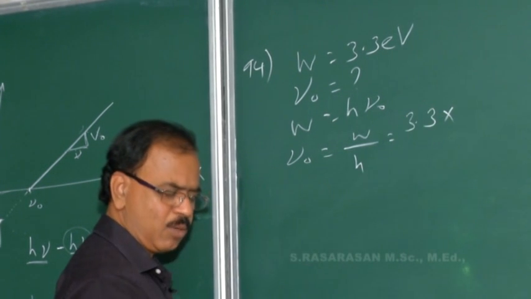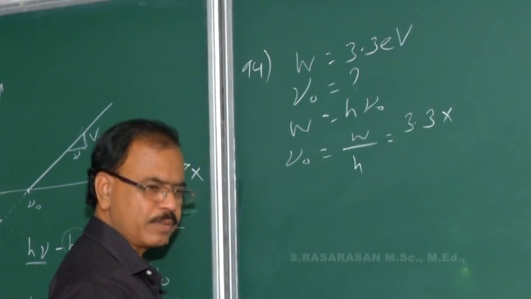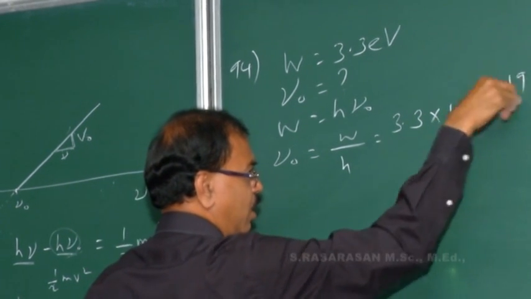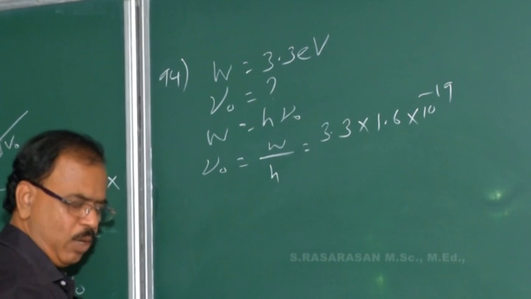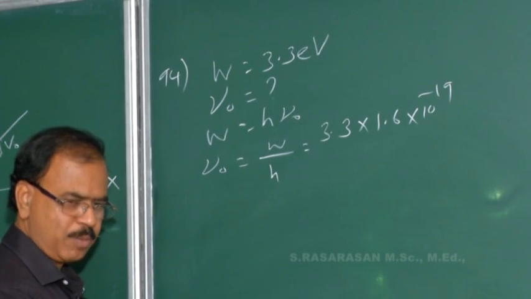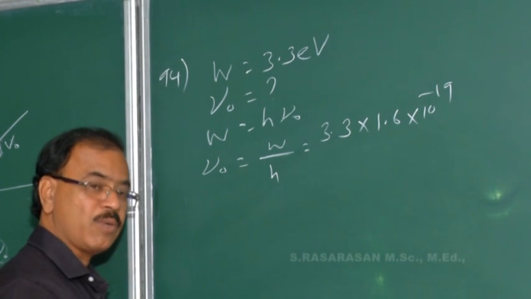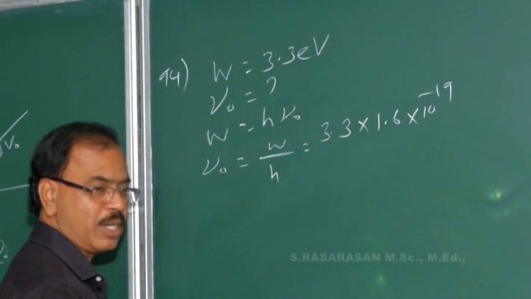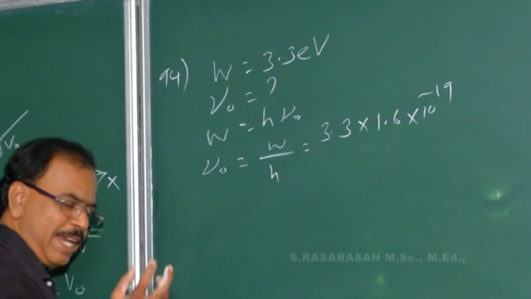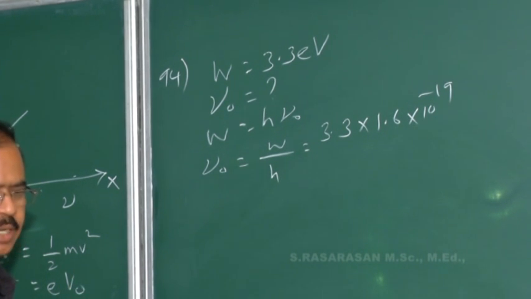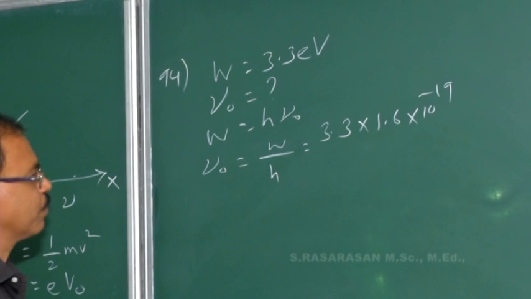For 1 electron volt, how many joule? Yes, 1.6 into 10 power minus 19 joule. 1 electron volt is equal to 1.6 into 10 power minus 19 joule. That is the energy required to accelerate 1 electron by 1 volt potential, or the energy gained by the electron when accelerated by 1 volt potential.